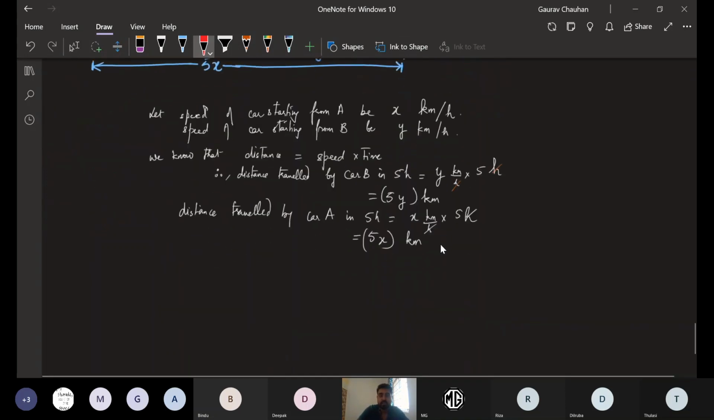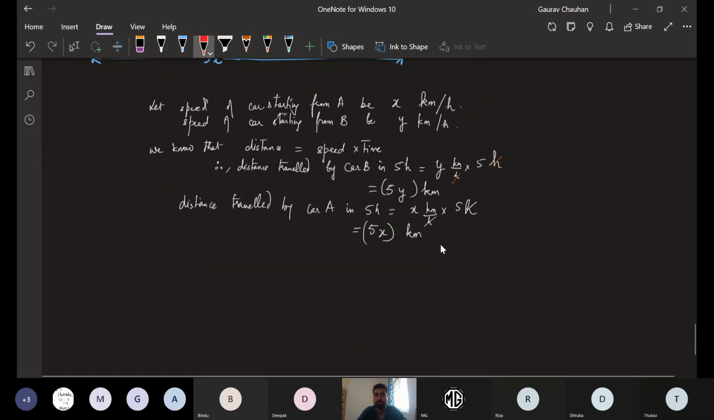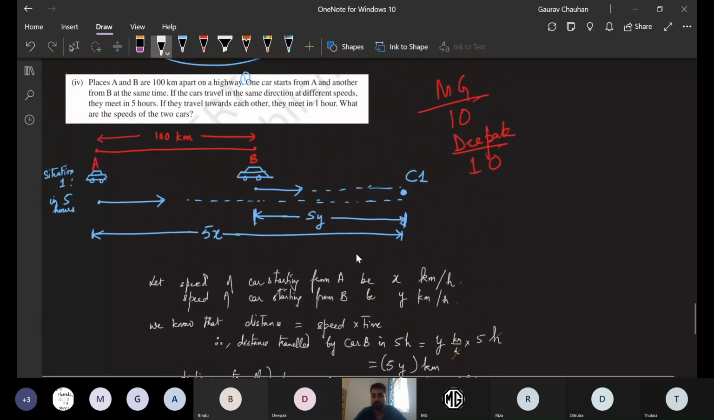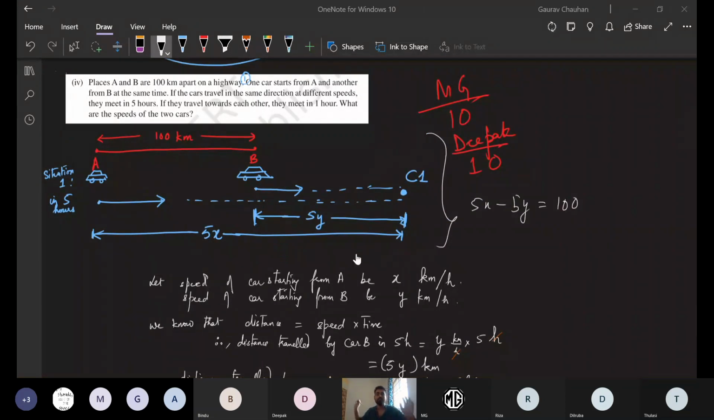Okay. So the first equation is coming from situation 1. That is 5x minus 5y is equal to 100. This is the first equation from situation 1. From here we are getting 5x minus 5y is equal to 100. Everyone good so far? Anyone has any doubts?